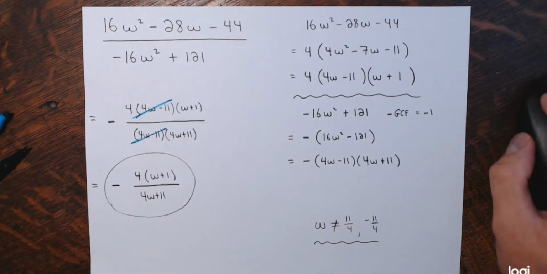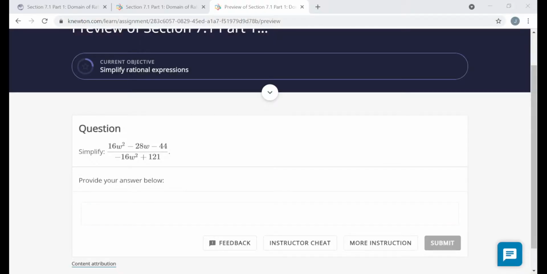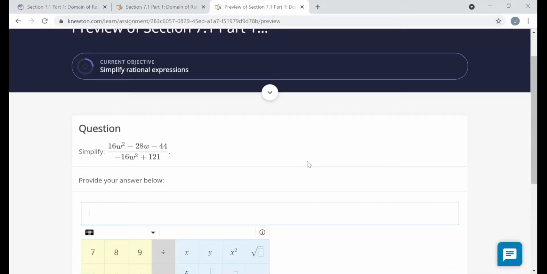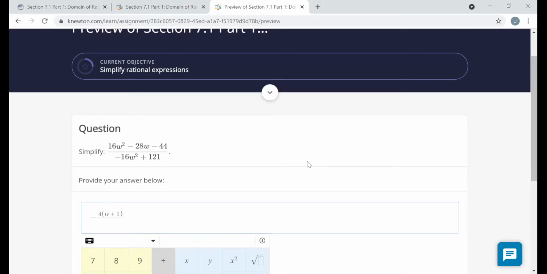This time I'm going to type things in already factored. Alright, so I got minus, and then 4 times the quantity w plus 1 divided by, and you see how they pop that minus out in front of the fraction there. It's kind of faint. And then the denominator 4w plus 11, right?